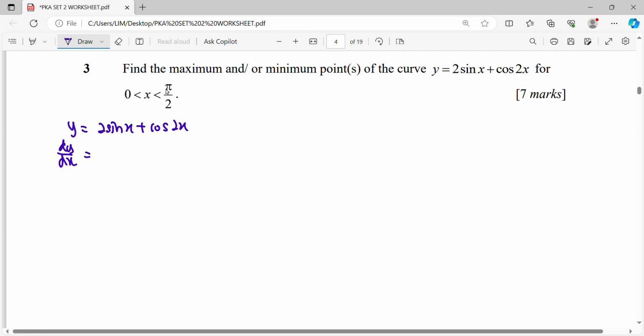So differentiate 2 sine x, you get 2 cos x. Differentiate the angle, you get 1. So 1 times 2, I just remain as 2 cos x. Differentiate cos 2x: differentiate cos, negative sine; differentiate the angle, 2.